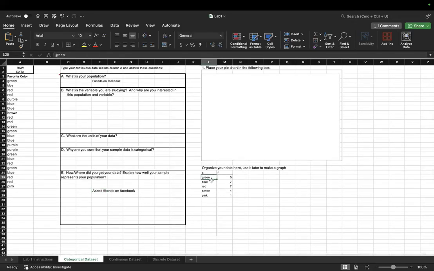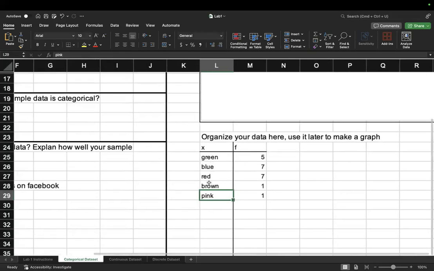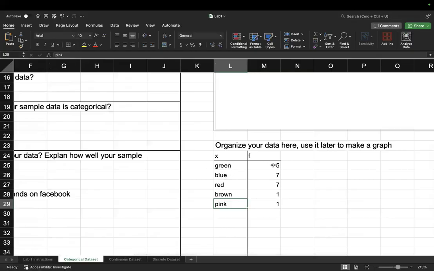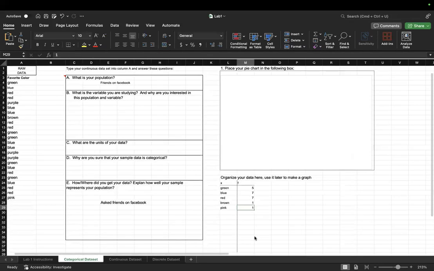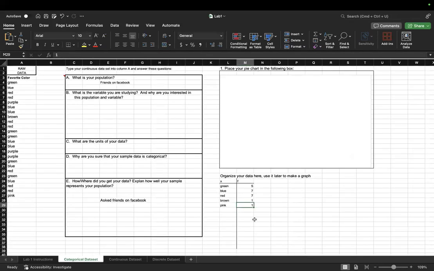So I put all of the answers that I got, every individual answer, in my X values. I'll make it bigger so you can see. And then I counted them. I have 5 green. I have 7 blue. I have 7 red. I have 1 brown. I have 1 pink. Now I'm going to tell you there are fancy ways of making Excel count it for you, but we are not getting fancy in Excel this term.